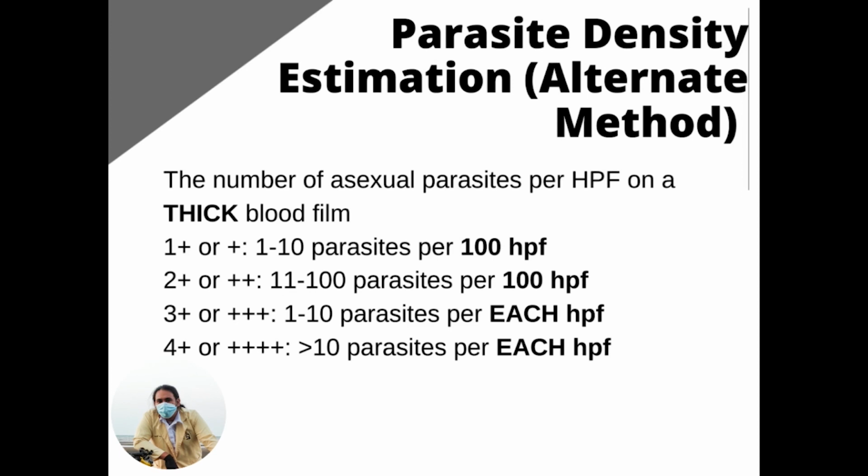For parasite density estimation, an alternate method, the number of asexual parasites per HPF on a thick blood film is examined. 1 plus is 1 to 10 parasites per 100 HPF. 2 plus is 11 to 100 parasites per 100 HPF. 3 plus is 1 to 10 parasites per each HPF. 4 plus is greater than 10 parasites per each HPF.